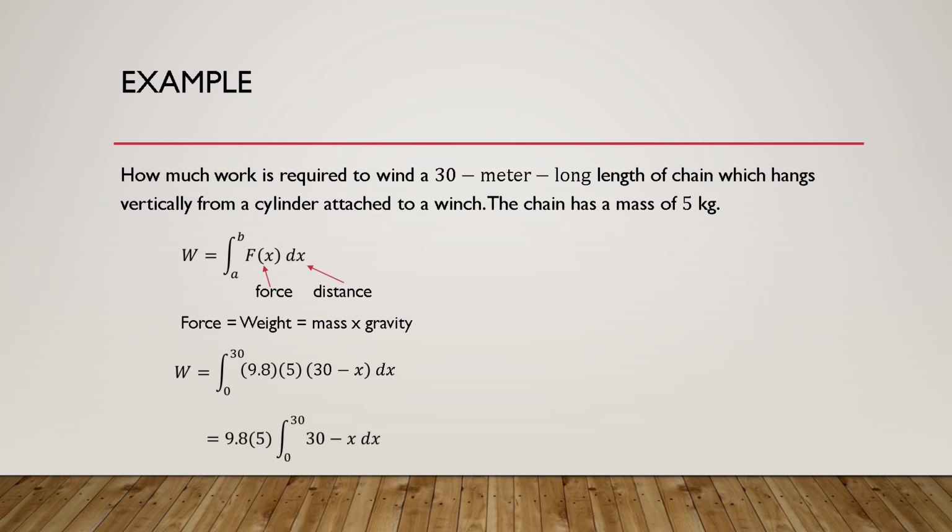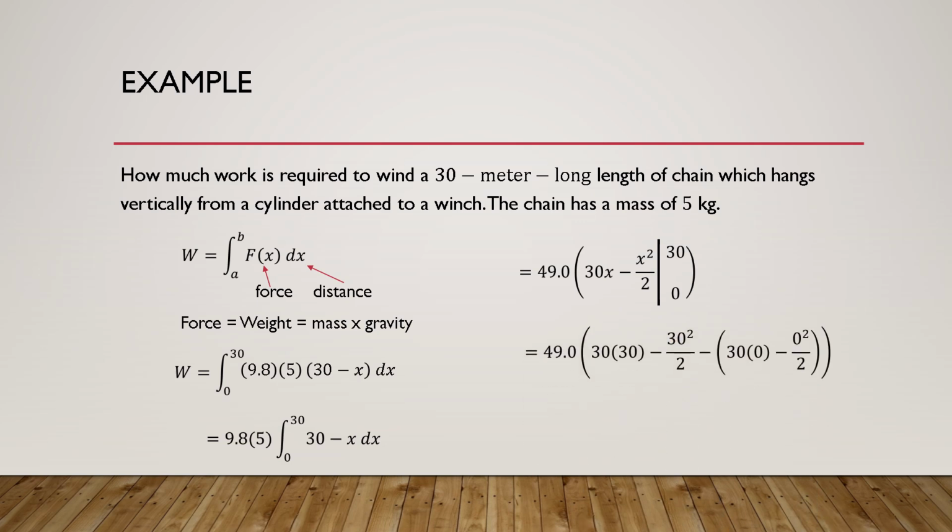9.8 times 5 can be removed from the integral as constants. Then we take the integral, giving us 49.0 times the quantity of 30x minus x squared over 2 evaluated from 0 to 30. This gives us 49.0 times the quantity of 30 times 30 minus 30 squared over 2 minus the quantity of 30 times 0 minus 0 squared over 2. We can simplify to get 49 times the quantity of 900 minus 450, or 49 times 450, or 22,500 joules of work.